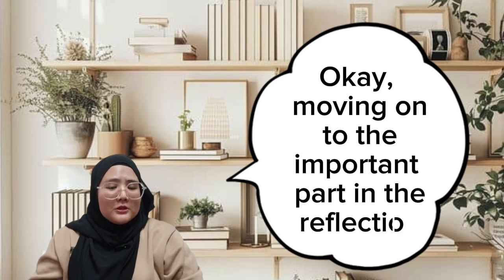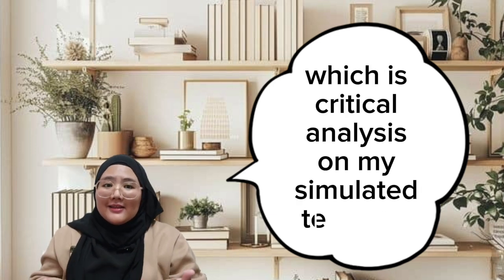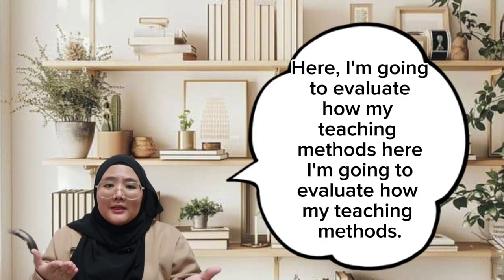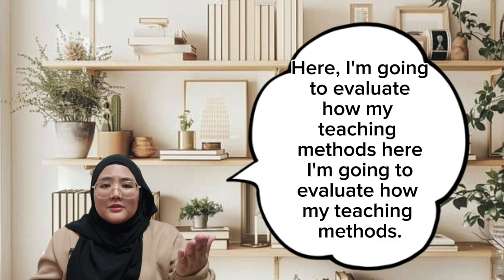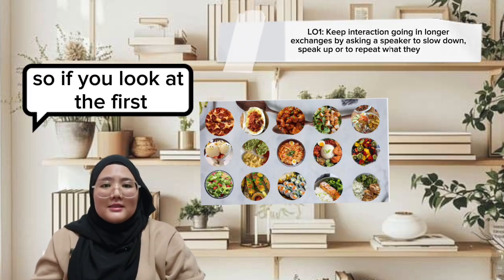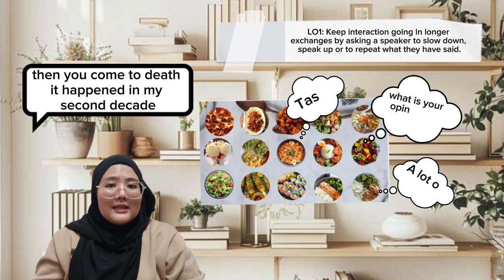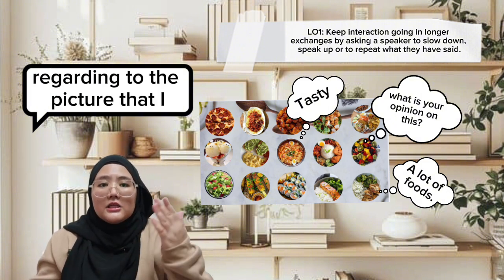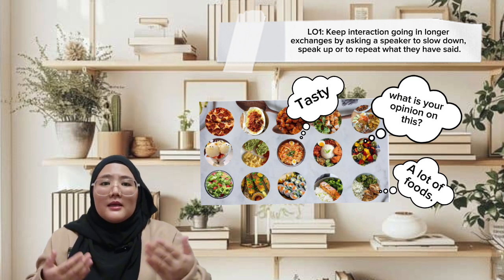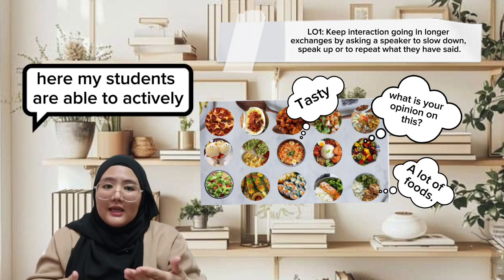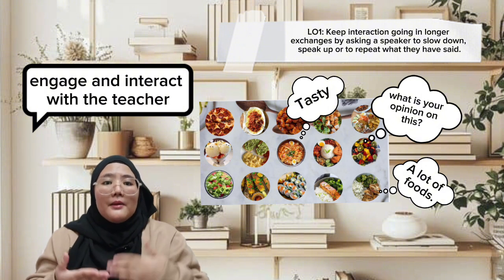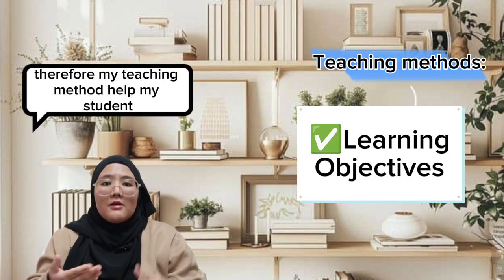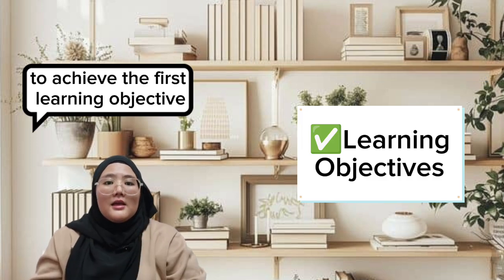Okay, moving on to the important part in this reflection, which is the critical analysis of my simulated teaching. Here, I'm going to evaluate how my teaching methods helped my students to achieve the learning objectives. If we look at the first learning objective, it happened in my set induction, where I encouraged my students to give their opinions regarding the picture that I showed in front of the class. Here, my students were able to actively engage and interact with their teacher and peers by asking questions and giving answers. Therefore, my teaching method helped my students to achieve the first learning objective.